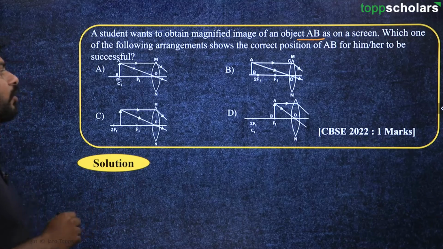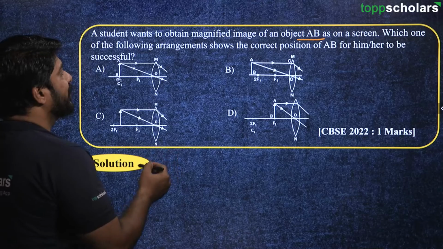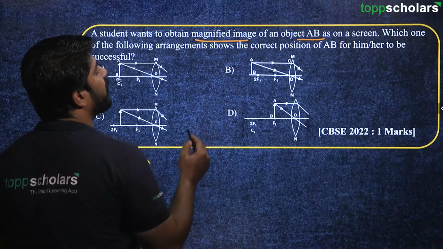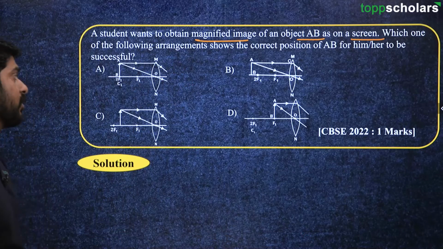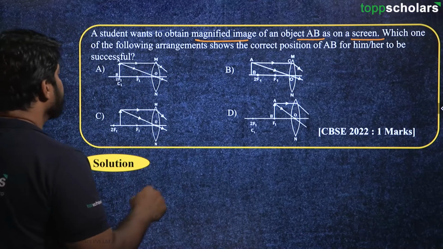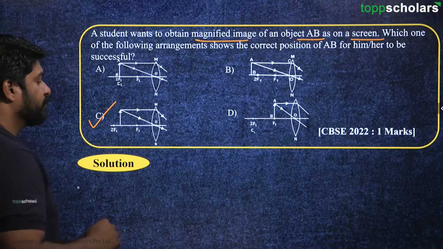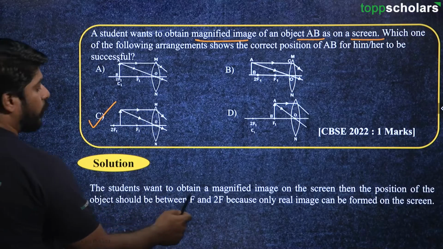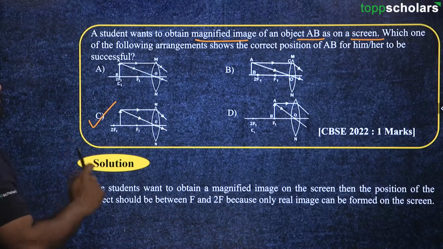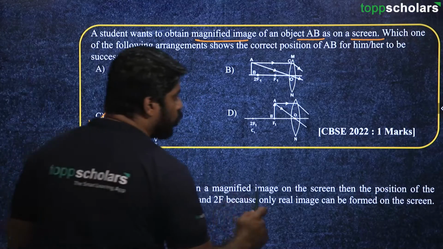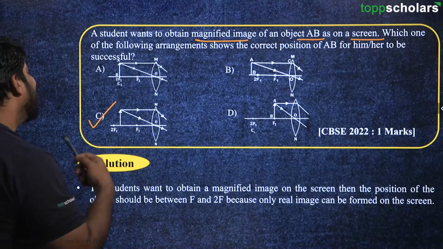So here we have got 4 options, as you can see. So what we want is magnified image and it should be on the screen. That means it should be real. So we have already discussed this case. So the correct answer for this is C, as we know, okay. The student wants to obtain magnified image on the screen, then the position of the object should be between F and 2F, because only real image can be formed on the screen. So we want a real image.